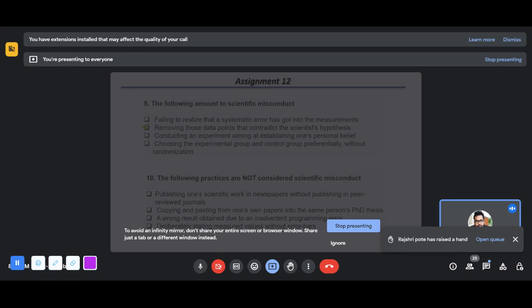Now, the following practices are not considered scientific misconduct. Which one is it? Choosing the experimental group and control group preferentially without randomization. So these all three are okay. Fine. Thank you.